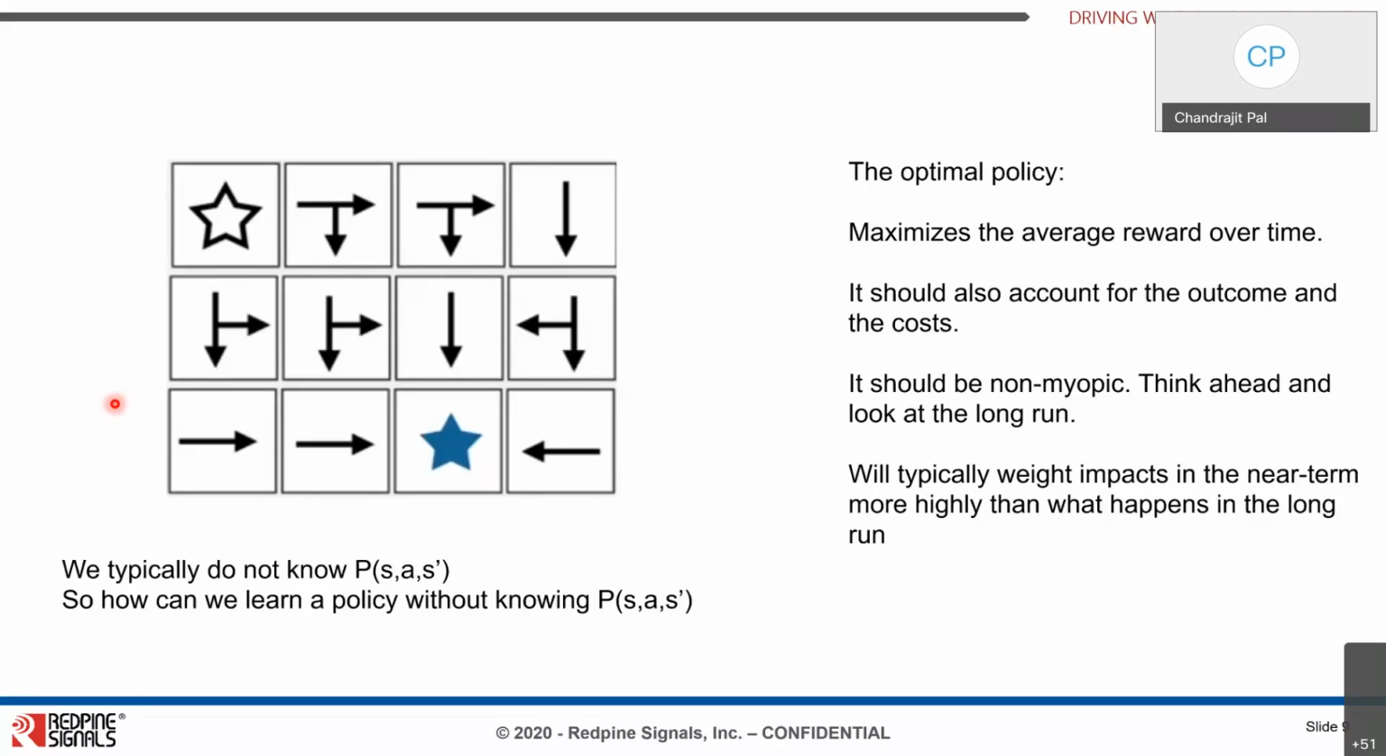Anyway, so these are the symbols which denote the optimal policies, that maximize the average over time, and you should also account for the outcomes and the costs. And it should be myopic. I'll be explaining what is myopic and what is non-myopic. We'll typically weight impacts on the near term more highly than what happens in the long run. So immediate impact means myopic.